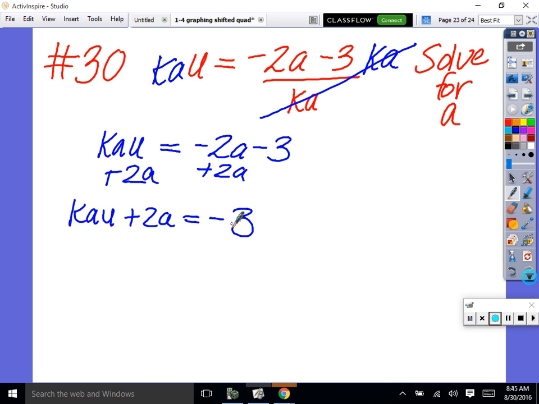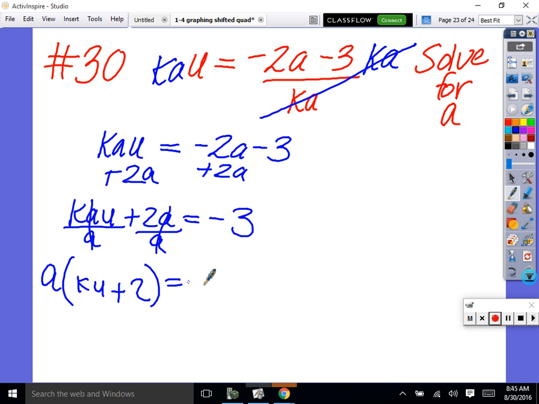Right? Now look at this side. Isn't there a GCF in common? Greatest common factor. A, right? So we factor out an A, divide each term by A. So then left is KU plus 2, right? Because the a's divide out. Plus 2 is equal to negative 3. Now look, isn't there only one a, so we're golden?